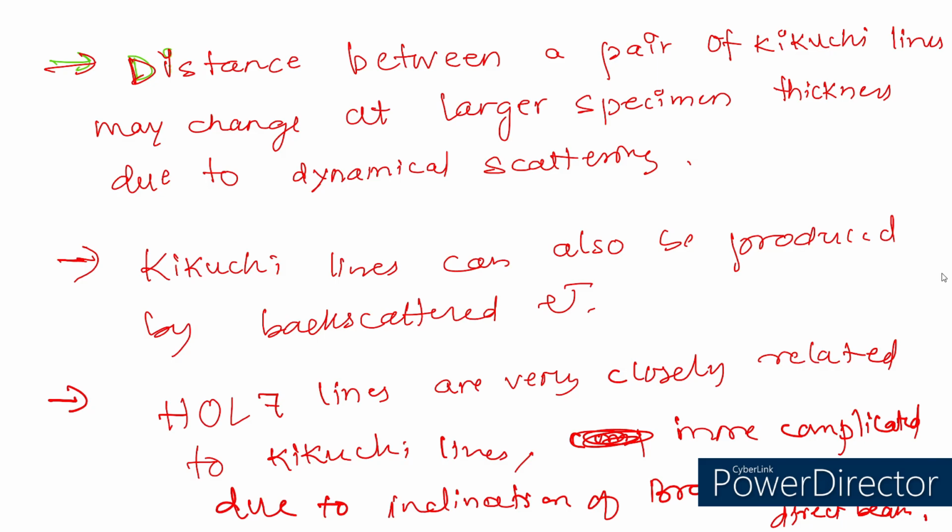From Kikuchi lines, we can conclude that the distance between a pair of Kikuchi lines may change at larger specimen thickness due to dynamic scattering. So the thickness of the material plays a great role here. Kikuchi lines can also be produced by backscattered electrons. In SEM, these patterns are termed backscattered diffraction patterns. They were regarded as a curiosity until it was shown that we can map the texture of polycrystalline material using these patterns without thinning down the sample.